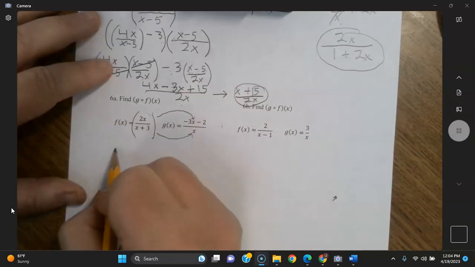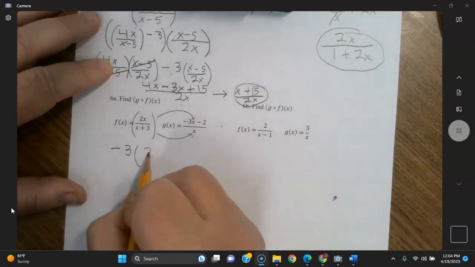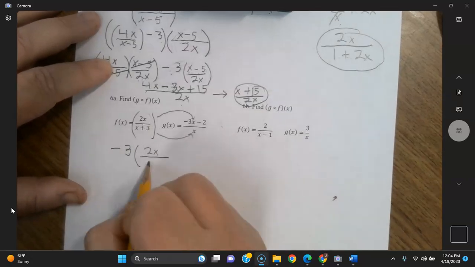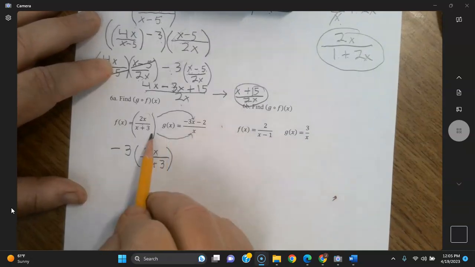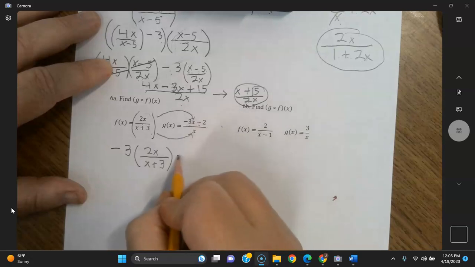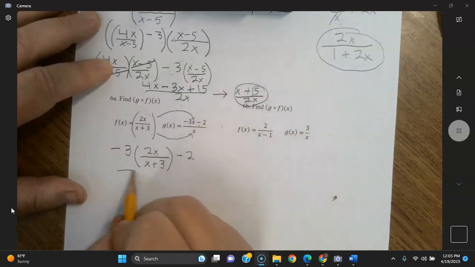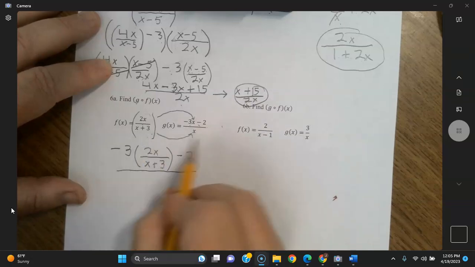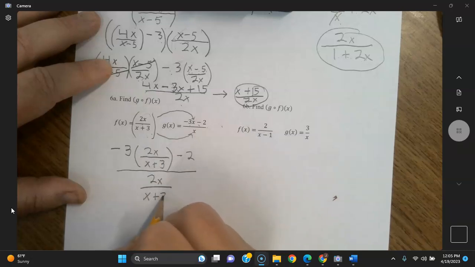Okay, so let's come down here. It's negative 3 times 2x over x plus 3, parenthesis. And now you come over here, and then there's the minus 2 there. So that takes care of the top. Now on the bottom, we plug this into that x. So it's 2x over x plus 3.